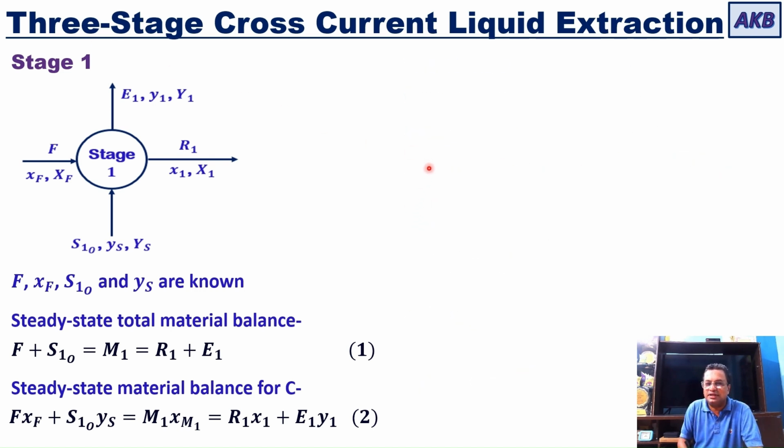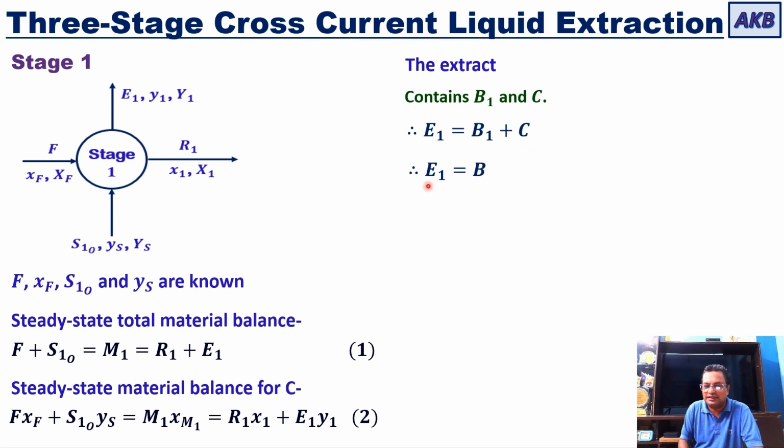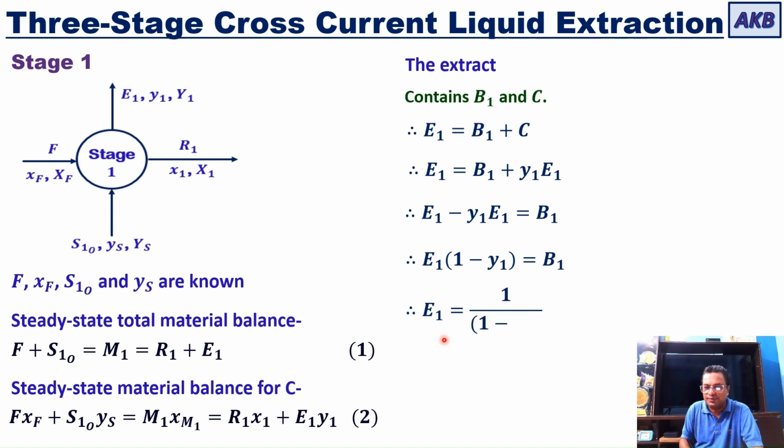Okay, now let us look at the extract phase. The extract phase will contain B1 in it and C in it. That means mass of extract is equal to mass of B1 plus mass of C. That is E1 is equal to B1 plus Y1 into E1, because C in the extract phase is Y1 into E1. Then I'll bring this term to this side. So it will be E1 minus Y1 into E1, that is equal to B1. Then E1 can be taken common. So E1 into 1 minus Y1 is equal to B1. Therefore, when I bring this term to this side, it will be E1 is equal to 1 upon 1 minus Y1 into B1.